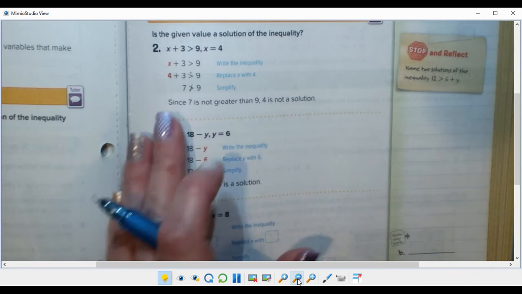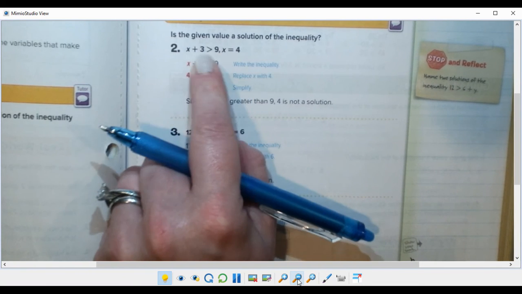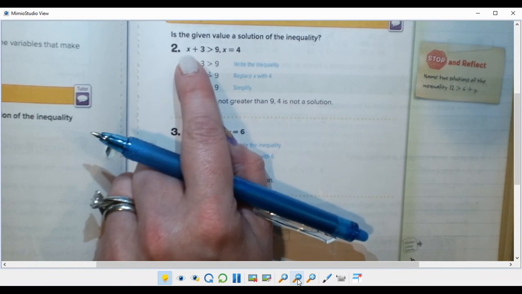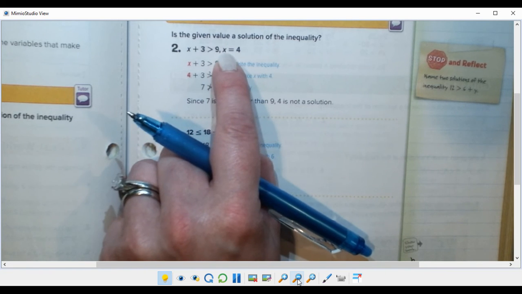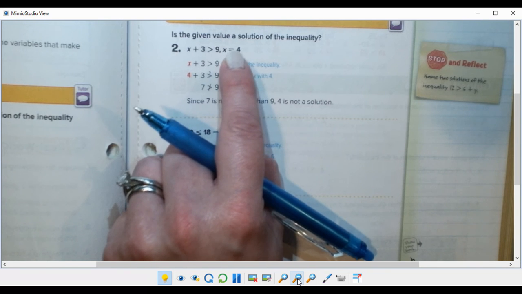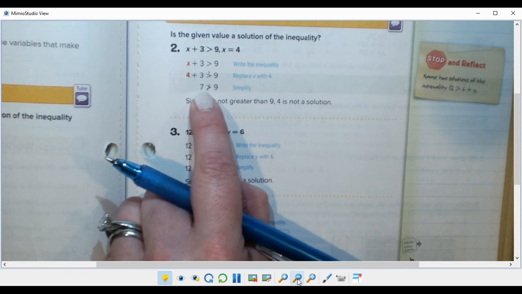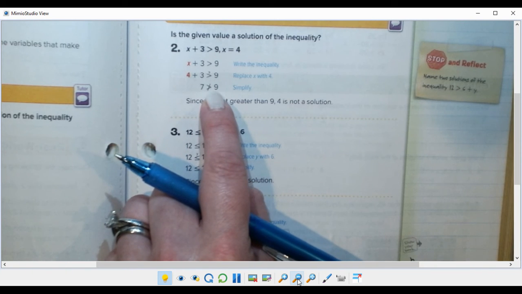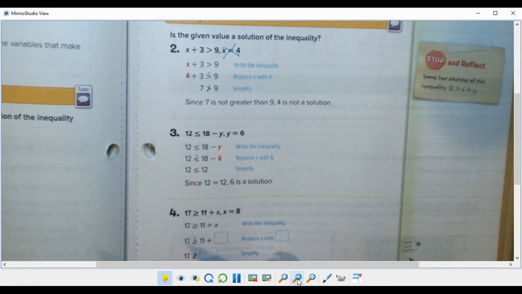Over on the next page, they give you this big, long, what is this? All right, so here's your inequality, x plus 3 greater than 9. They want you to test it when x is 4. Is 4 a solution to this? Well, we're going to do the same thing. 4 plus 3 is 7. Is 7 greater than 9? It is not. So this is not a solution.